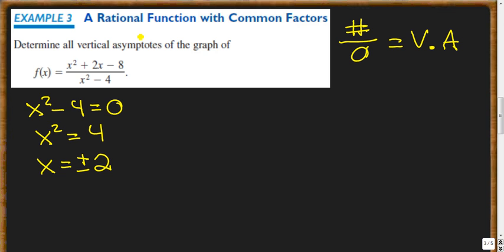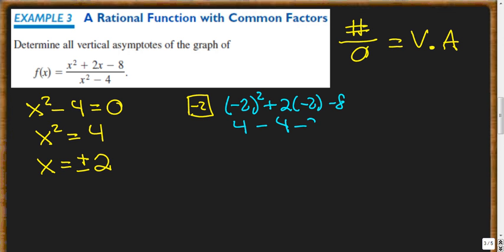So we go ahead, we plug in our first number, which is, we're going to try negative 2. So for negative 2, we get negative 2 squared plus 2 times negative 2 minus 8. So we get 4 minus 4 minus 8. So that gives me negative 8. So we're good. So this is a vertical asymptote.